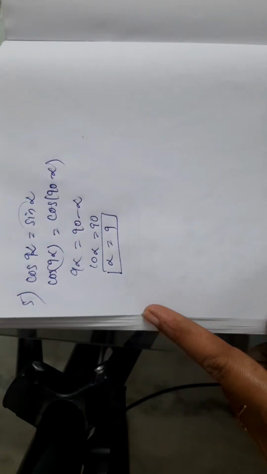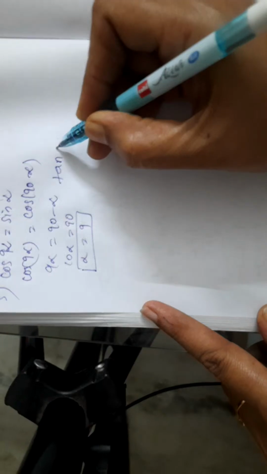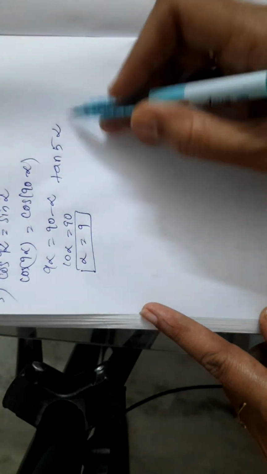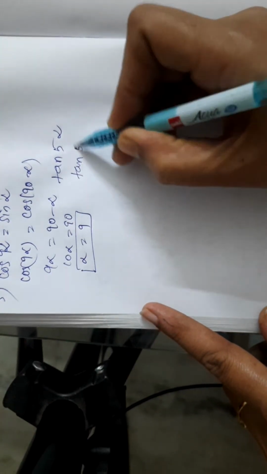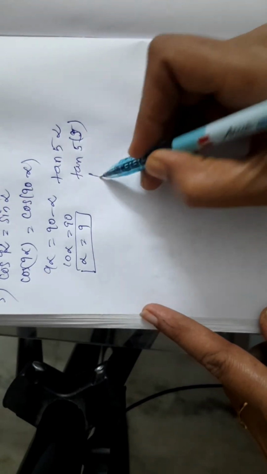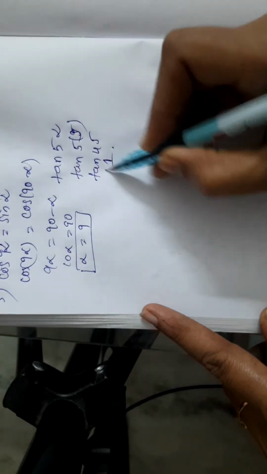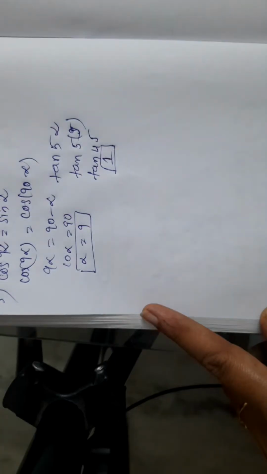Next they have asked, what is the value of tan 5 alpha? With the question, find tan 5 alpha. We got alpha as 9. So tan 5 multiplied by 9. We got 45. So tan 45 is 1. So the answer is 1.